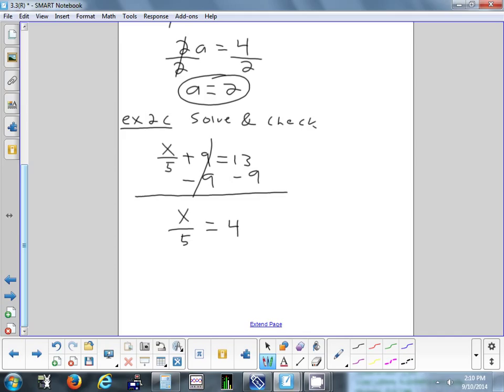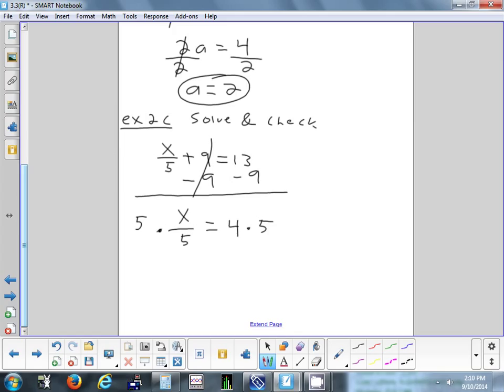Now we're done with adding and subtracting. How about multiplying and dividing? Is there any multiplication or division that we need to do? Yes. What do we need to do? You multiply by 5. You cancel out the 5. What do you have to do? Multiply each side of the equation by 5.